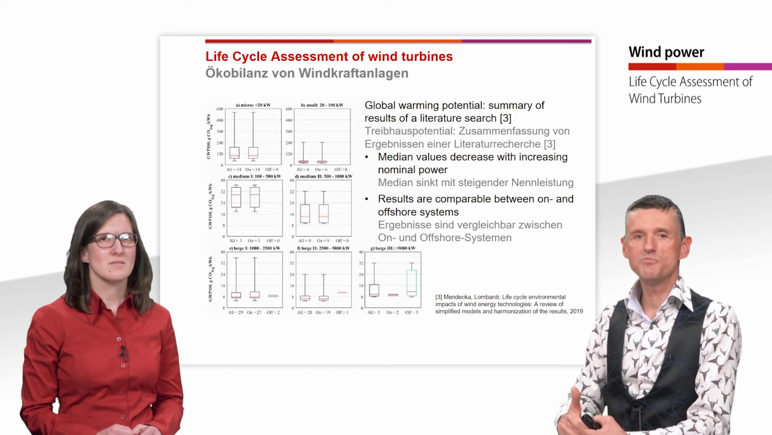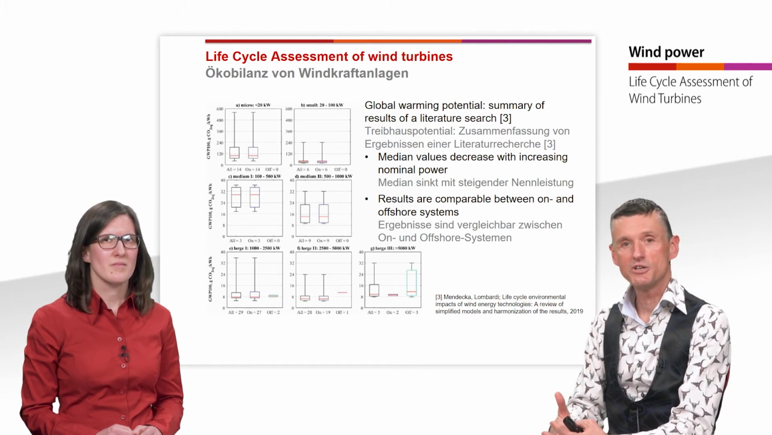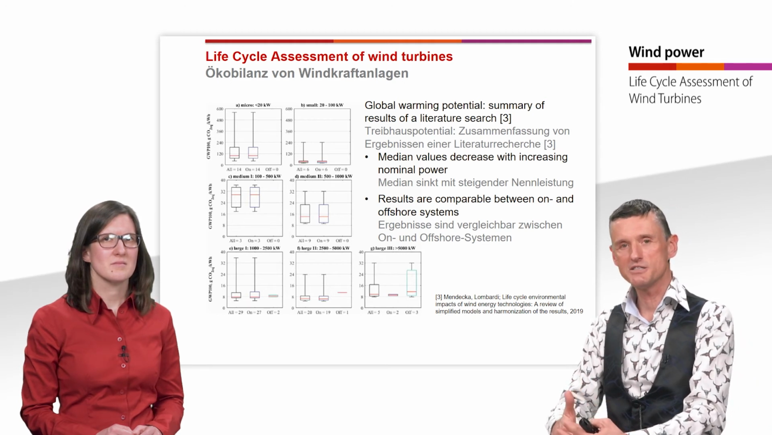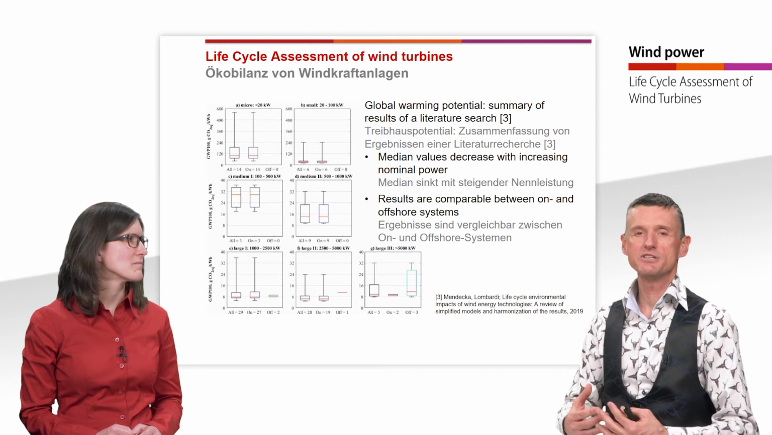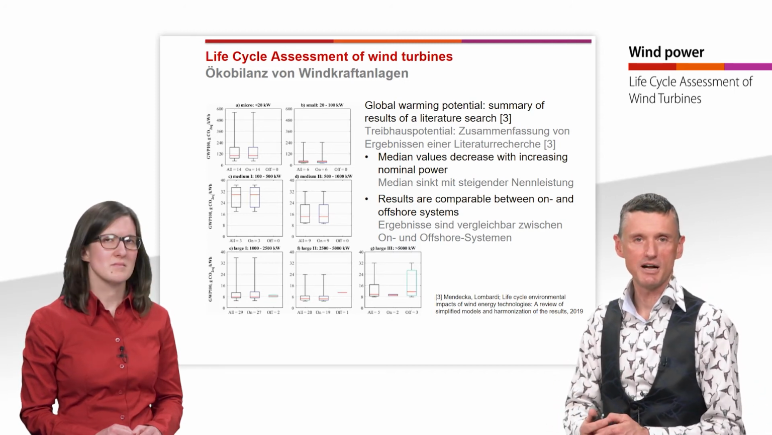There we see that the impact is just below even of 10 gram CO2 for a kilowatt hour. For example, when we compare those 10 grams to what a coal power plant is emitting with almost a kilogram or 1,000 gram, there we see how environmentally friendly wind turbines, for example, are.